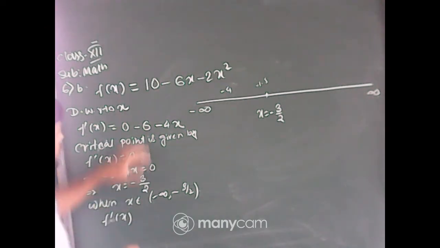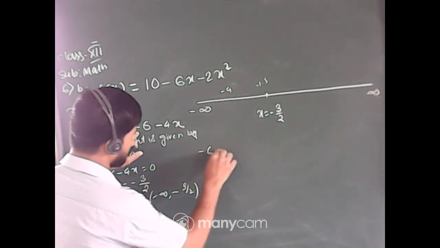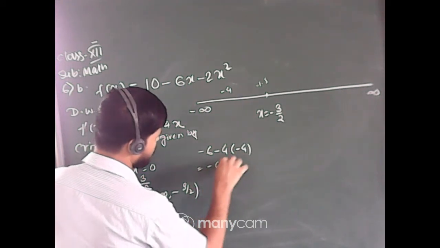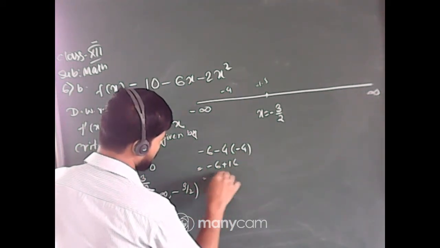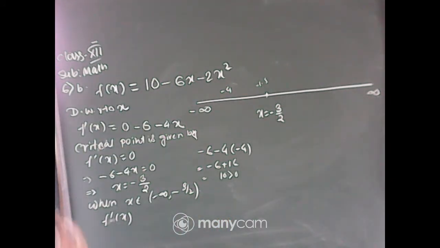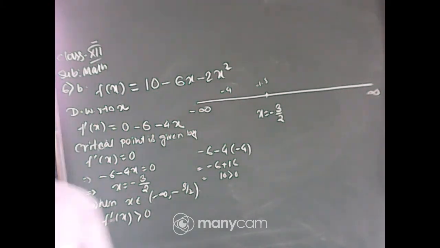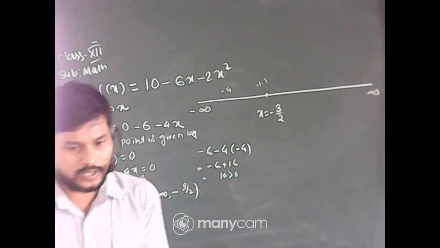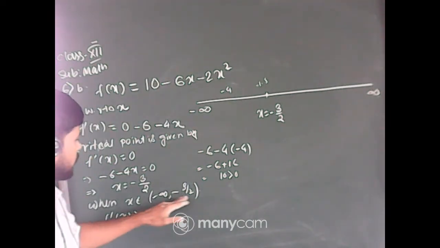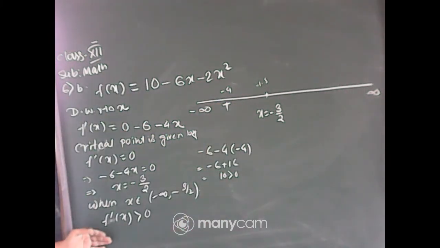Okay, let's see. So if I put x equal to minus 4 here, f'(x) is equal to minus 6 minus 4 of minus 4. So that is minus 6 plus 16. So that is plus 10, which is greater than 0. Isn't it? Yes, positive. So f'(x) is greater than 0. Now if f'(x) is greater than 0, can't you say that the function is strictly increasing on the interval minus infinity to minus 3 by 2? That means write the conclusion.